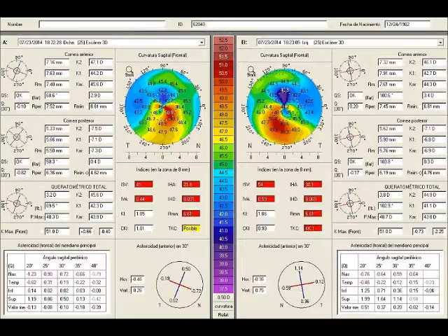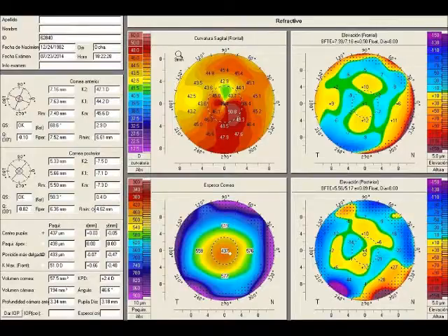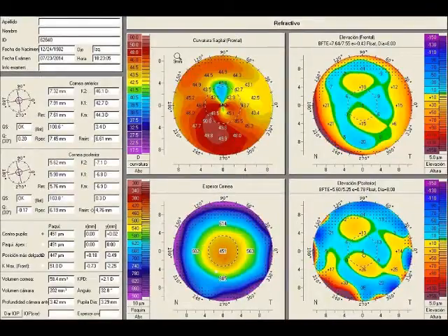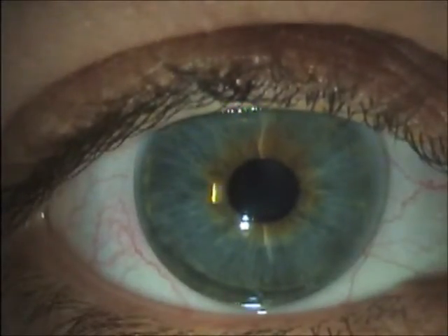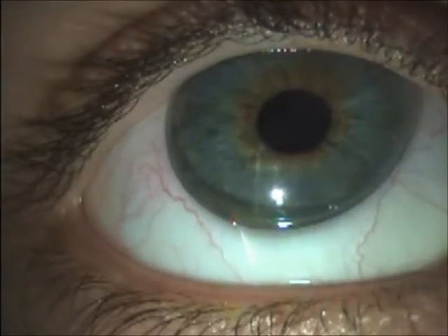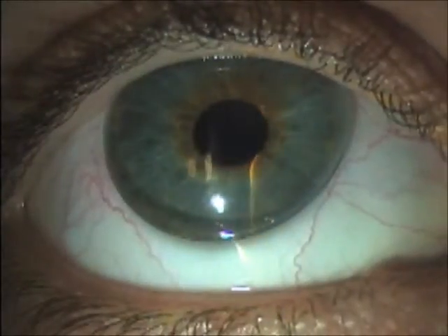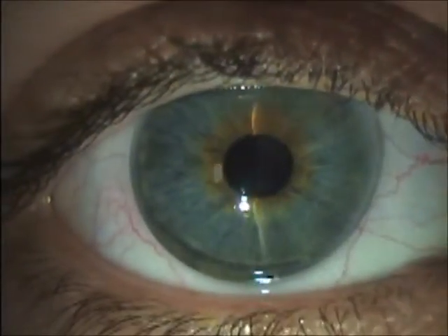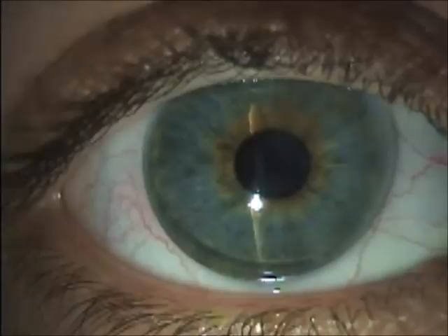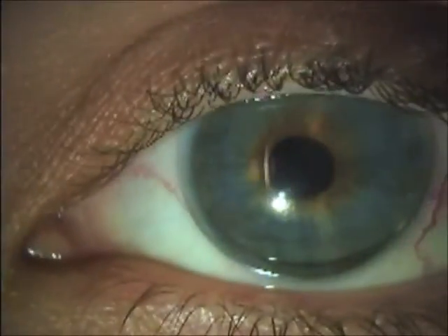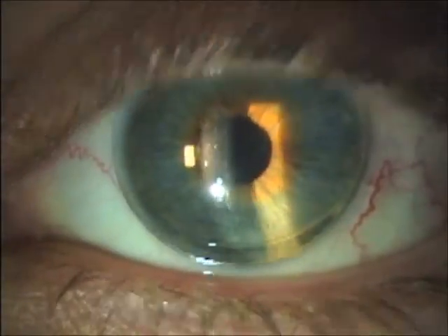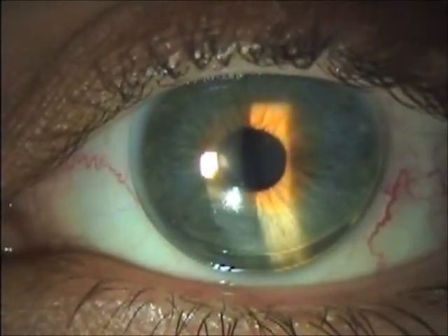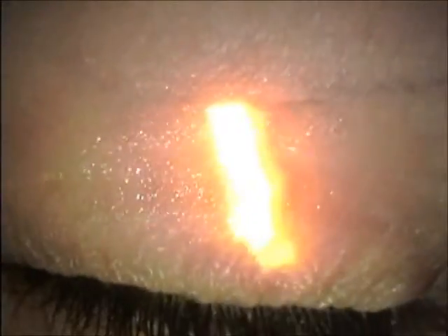The second case is a young girl with corneal ectasia after a LASIK procedure. Centering is good, but the edge of the lens is elevated, causing discomfort. Visual acuity with this lens was 0.1 in the right eye and 0.05 logMAR in the left.